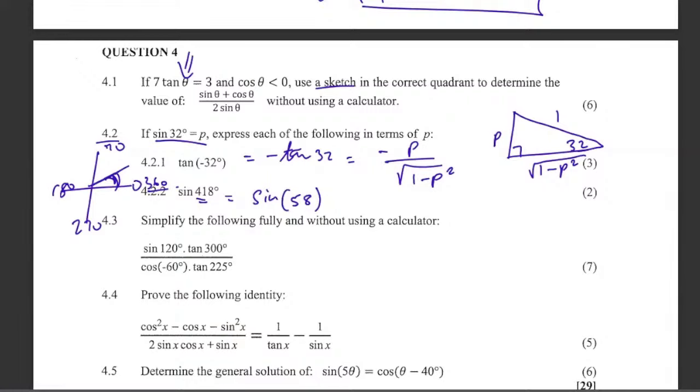But I know that if this is a 32, automatically this must be a 58 so that I can get a 90. Then my sine of 58 is going to be the opposite over the hypotenuse, which means the square root of 1 minus P squared. Alternatively, you can look at this and get the 90 minus the 32. You reduce that, it will give you the cos of 32, and then apply the correct representation.